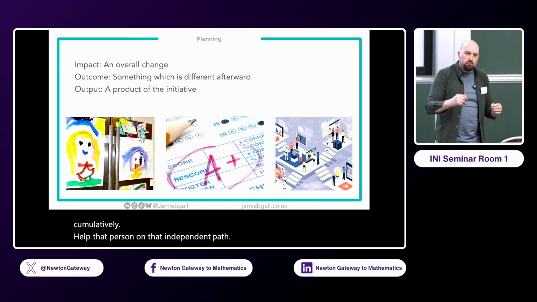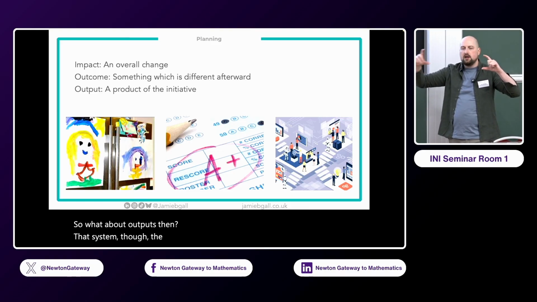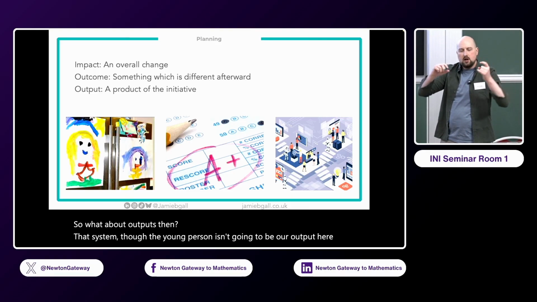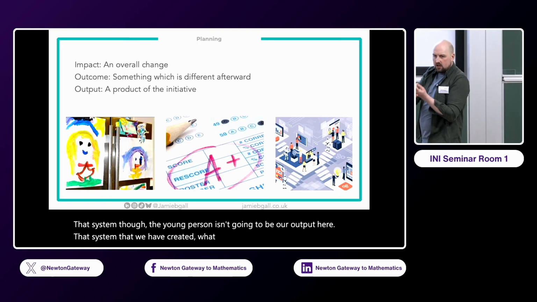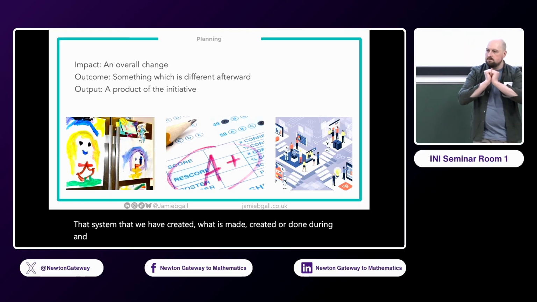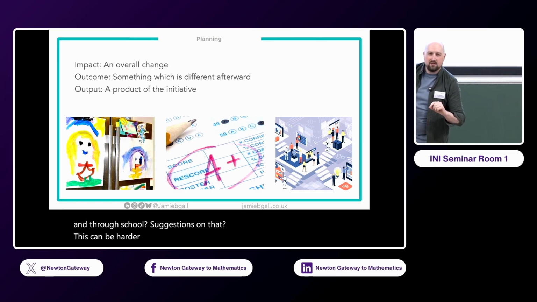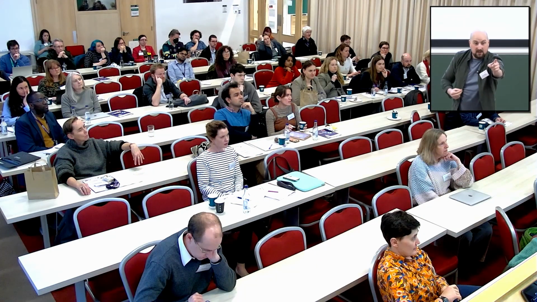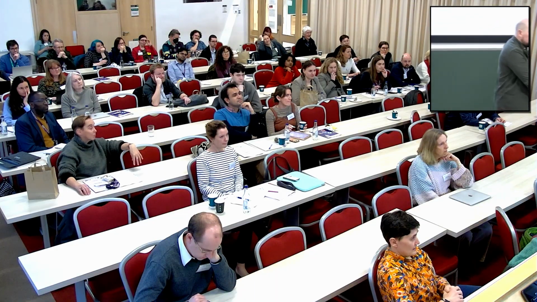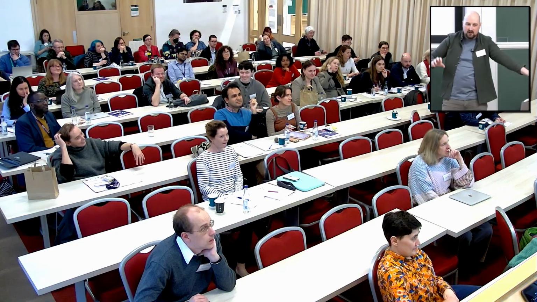So what about outputs then? The young person isn't going to be our output here. That system that we have created, what is made, created or done during and through school? Suggestions on that? This can be harder until you switch into the... Exam results. Interesting. I'm going to put it in a special little box down here. We will come back to exam results. I'm not saying it's right, I'm not saying it's wrong, special case.